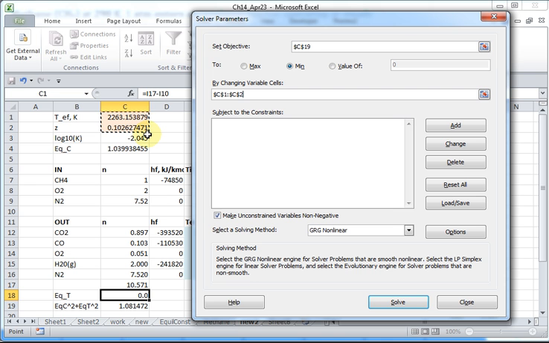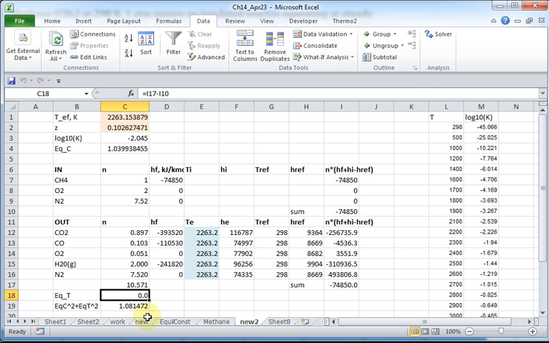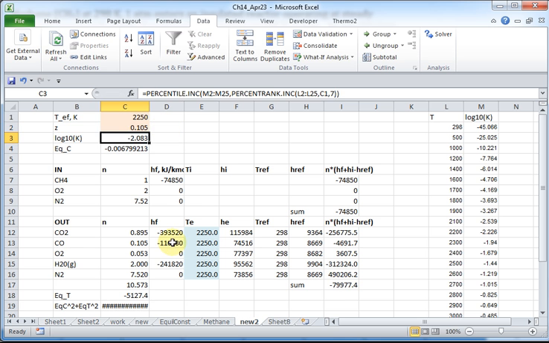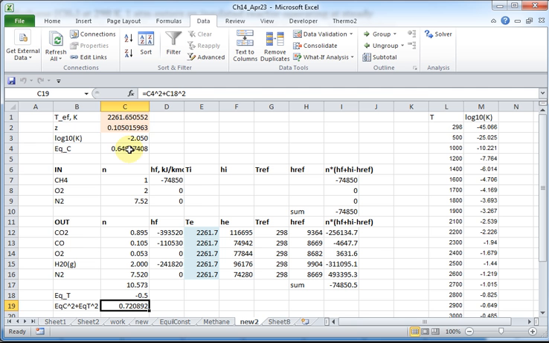Sometimes it works. If you have a good starting point, as in a numerical methods class, a lot of times your algorithms will converge. If you have a way off starting point in nonlinear root finding, it won't converge. Let's see if it'll converge. Solver found all constraints are satisfied. Well, let's do this. Let's change this value to 2250 and 0.105. All right, now let's see if it'll do a solve. Solve. Okay, that looks pretty good.